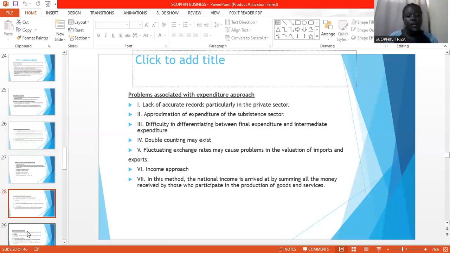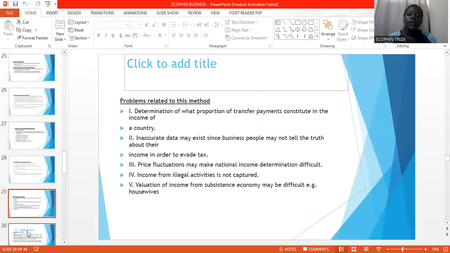And then we also have the income approach. In this method, the national income is arrived at by summing all the money received by those who participate in the production of goods and services. Now, some of the problems related to this method are determination of what proportion of transfer payments constitute the income of a country.